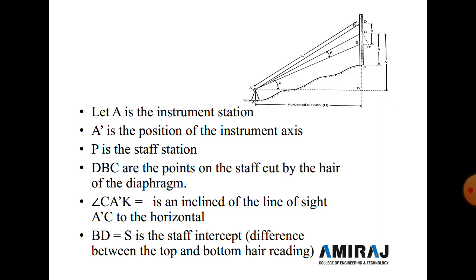Now angle CA dash K. CA dash is the central hair, and A dash K is the horizontal line of sight. The angle is the inclination of the line of sight A dash C to the horizontal. And now BD, B to D is the staff intercept S. Here B is the bottom reading and D is the top reading. So the difference between B and D is the staff intercept S.